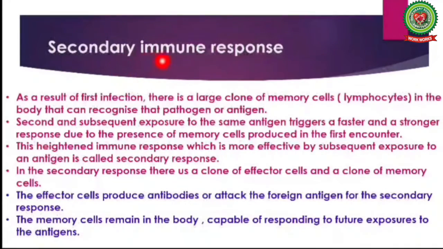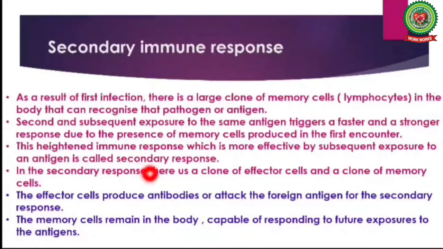So next, secondary immune response. As a result of the first infection, there is a large clone of memory lymphocytes in the body that can recognize that pathogen or antigen. Second and subsequent exposure to the same antigen triggers a faster and a stronger response due to the presence of memory cells produced in the first encounter. This heightened immune response, which is more effective on subsequent exposure to an antigen, is called secondary response.